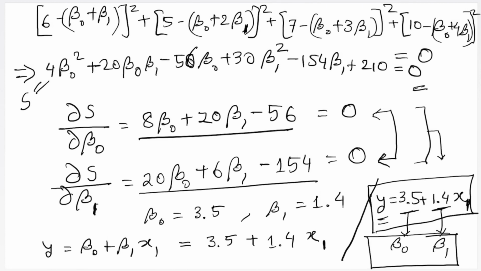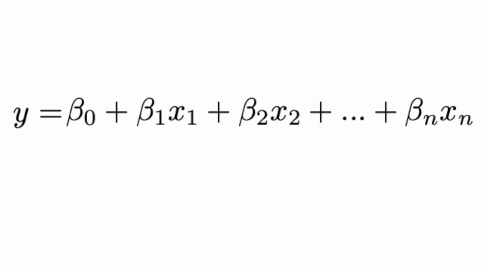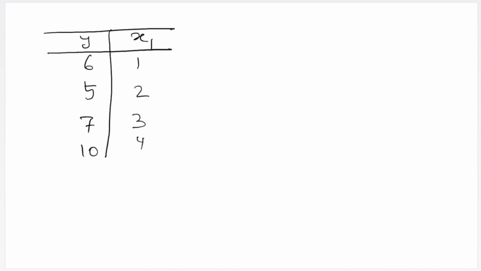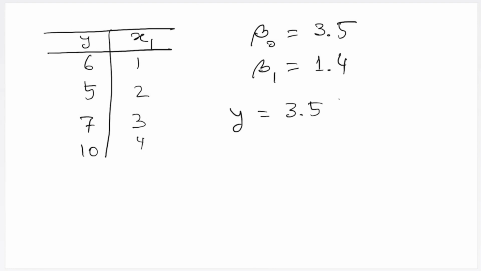For more independent variables, we have a more general equation like this one. Given a high-dimensional dataset, you can use programming tools like MATLAB to compute the associated coefficients beta naught, beta 1 up to beta n, depending on how many dimensions you have. In summary of this linear regression practice, beta naught is equal to 3.5 and our beta 1 is equal to 1.4. As a result, our model equation is y equals 3.5 plus 1.4 x1.